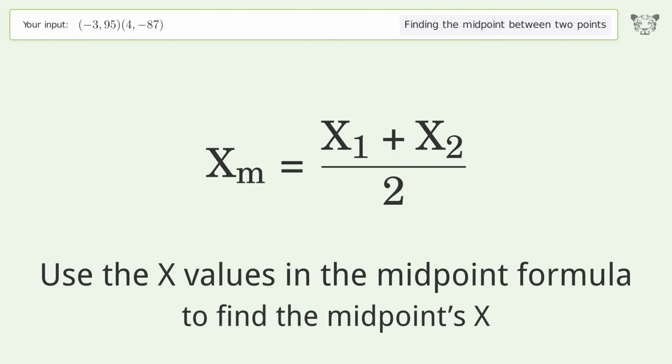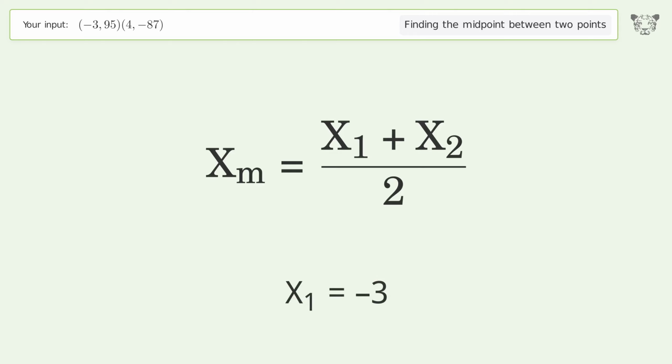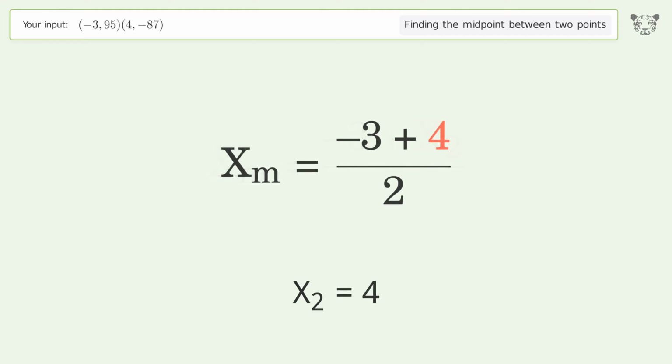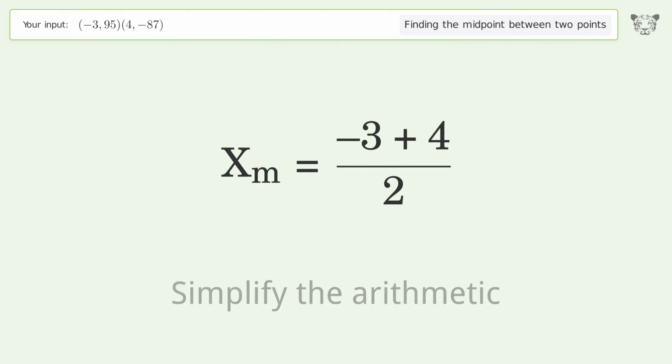Use the x values in the midpoint formula to find the midpoints x. x1 equals -3. x2 equals 4. Simplify the arithmetic.